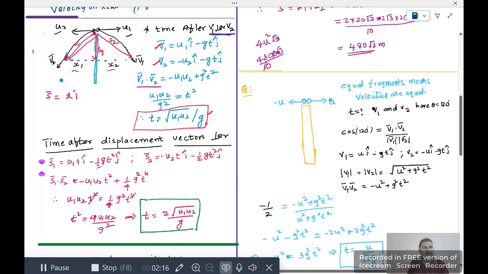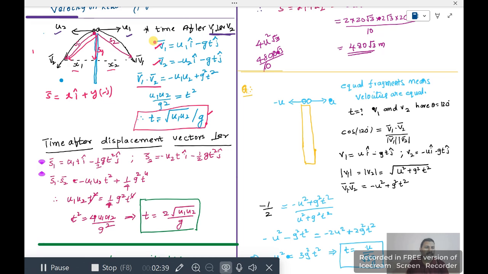x i cap plus y into minus j cap. Here x1 and x2 are horizontal displacements and y is the vertical displacement, half g t square. So now s1 is equal to u1 into t, the x1 value, and the x2 value.